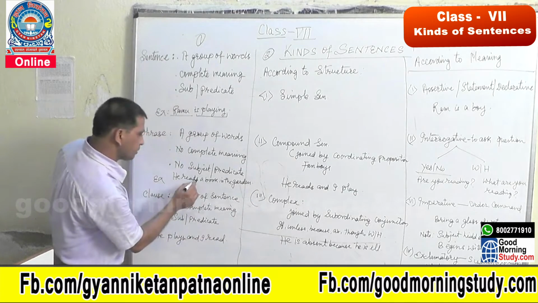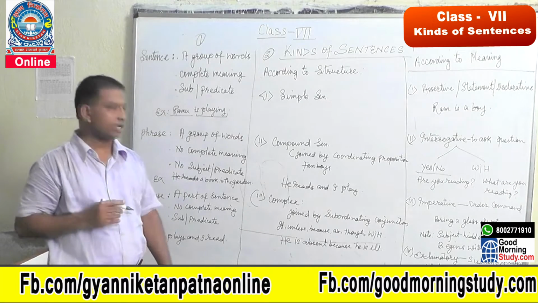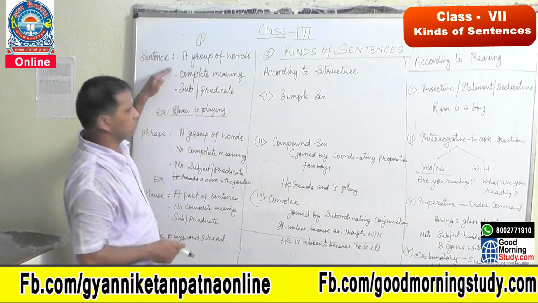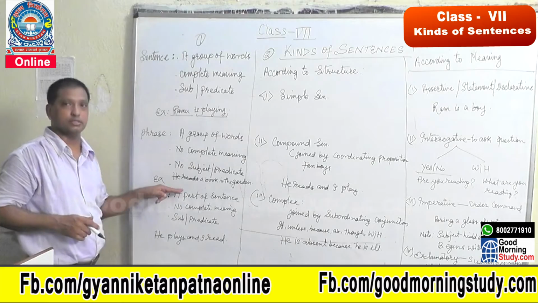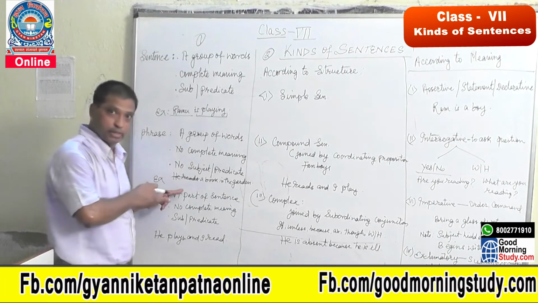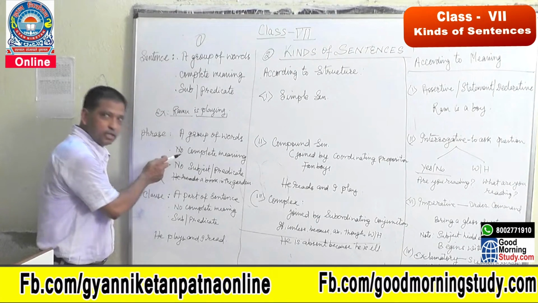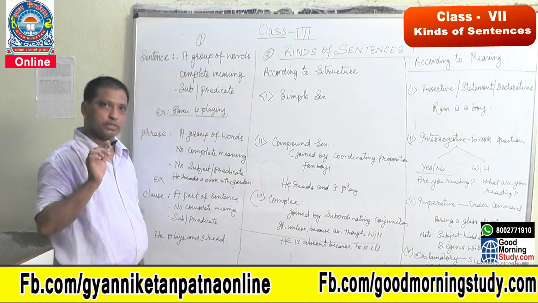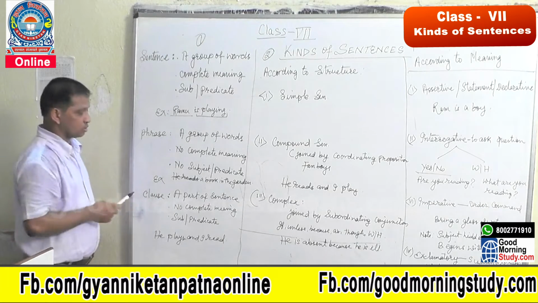And in this, just to understand, I am removing the subject and predicate. Now you see, a book in the garden. That is a group of words, but it has not the complete meaning and it has not the subject. That's why it is called a phrase. That means a phrase is a group of words, but it has not complete meaning and it has not its own subject and predicate.